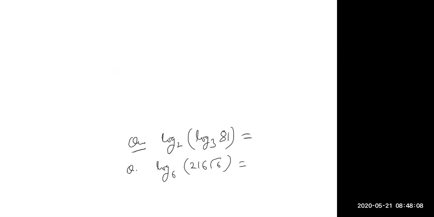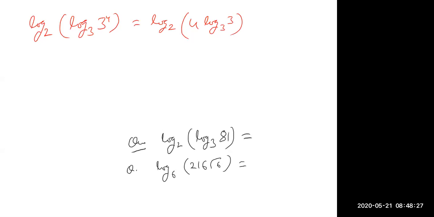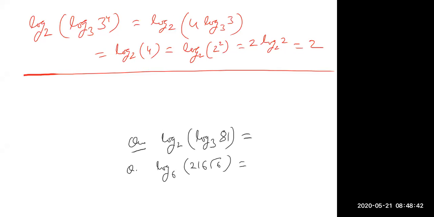So the first one we can solve in this way. Log_2 log_3 81, where 81 can be written as 3 raised to power 4. So this will be log_2, and this 4 will come in the front, log_3 3, and log_3 3 will be 1. So this is log_2 4. This is log_2, and 4 is 2 square, so this is 2 log_2 2. So this is equal to 2. This is the first one.